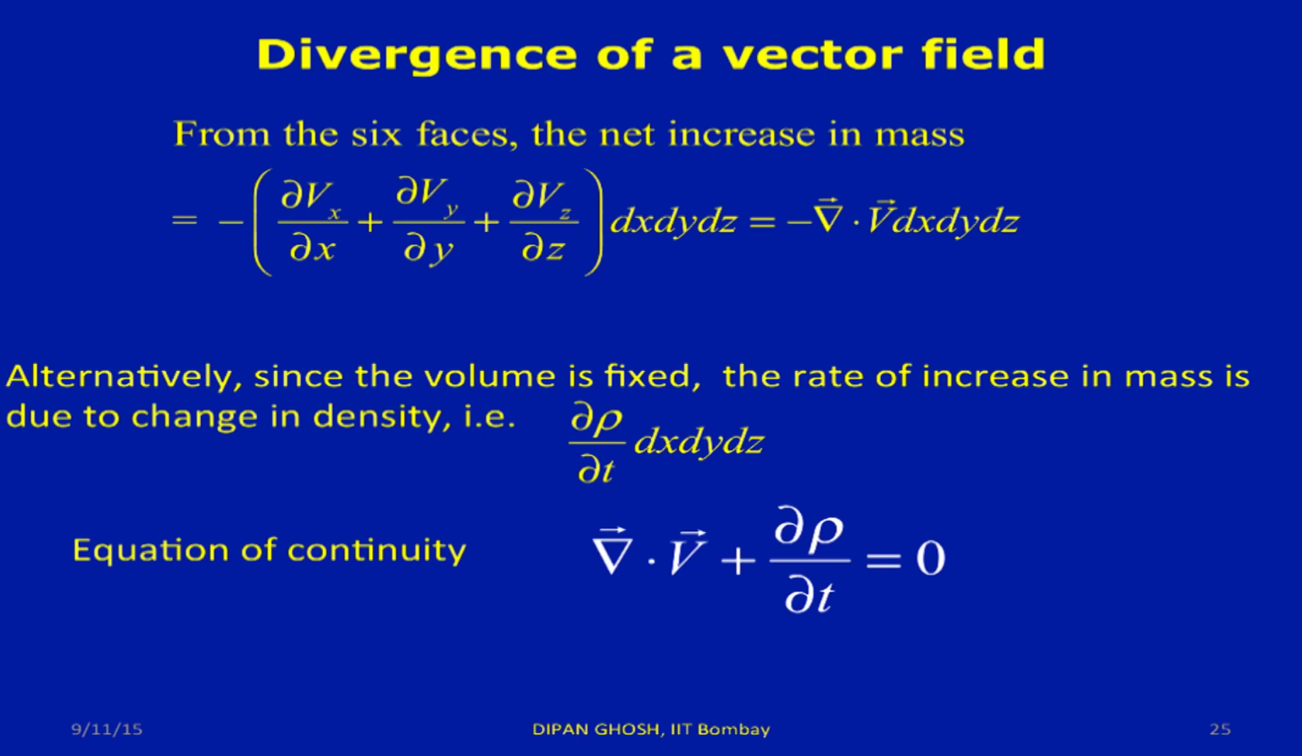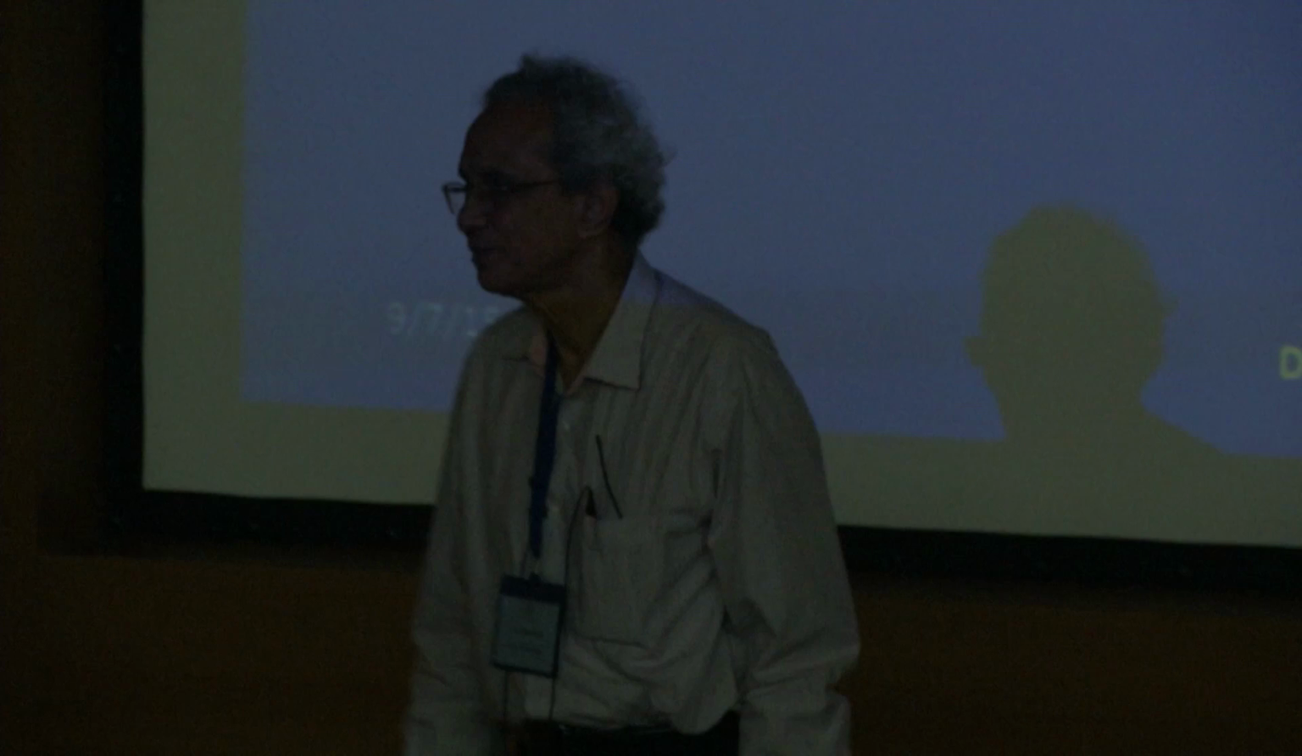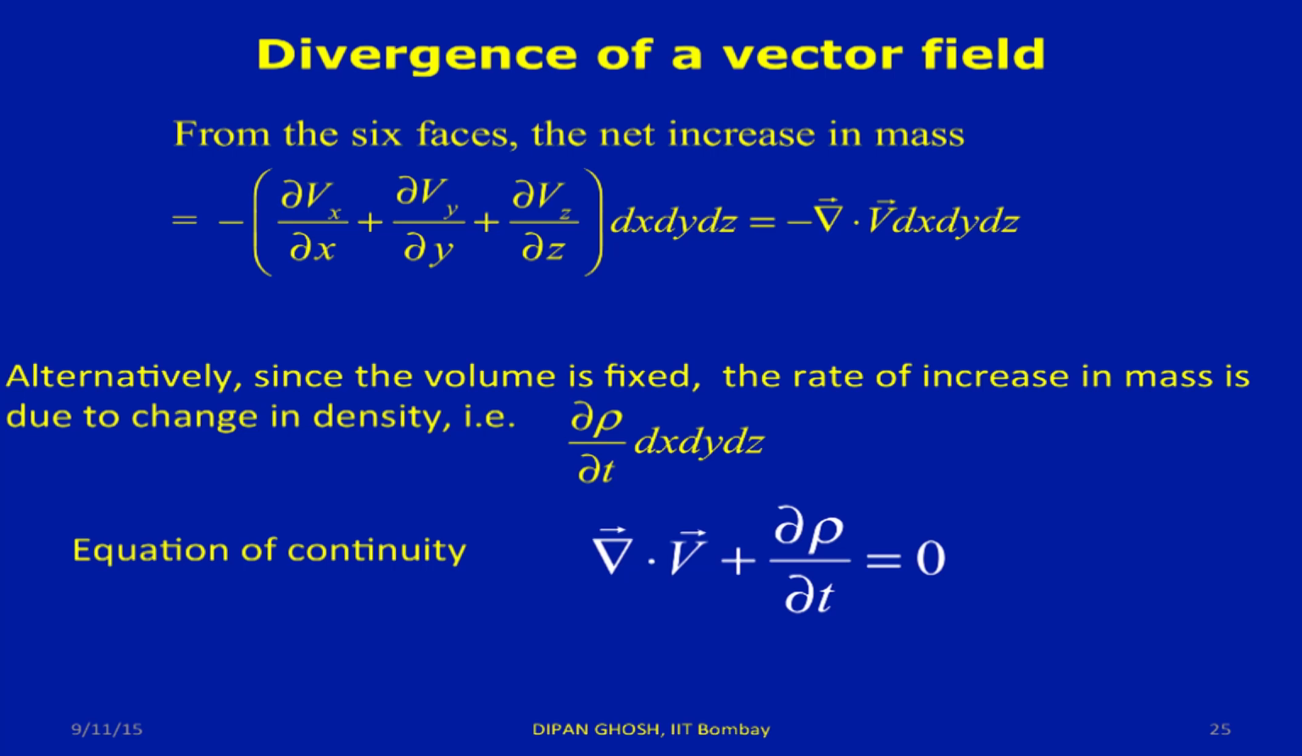Now this is not directly connected with us immediately, and I can add up from six faces. I find that my total increase in mass is given by this, which, if you recall, is the definition of del dot, that is the divergence of V, times this. Now since the volume is fixed, a rate of increase of mass can only happen if there is a change in the density. So I get, by equating this to d rho by dt times dx dy dz, what is known as the continuity equation, which is true in fluid flow and later on when we talk about current.